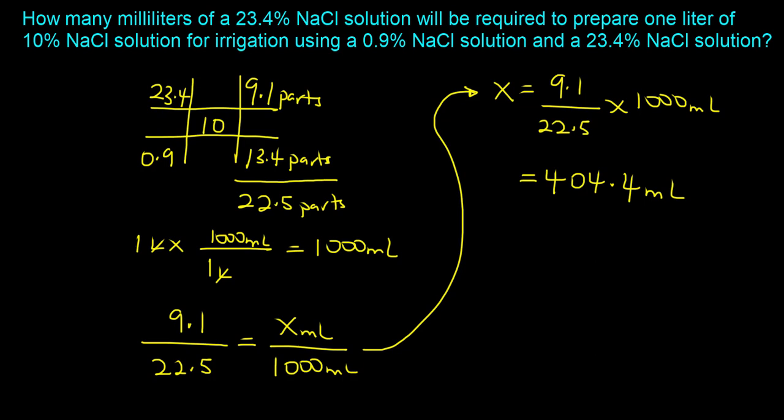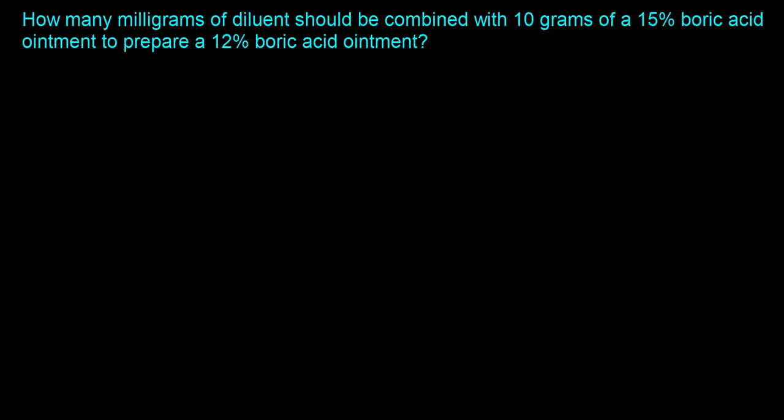But now let's look at an example where you're not given all three numbers, but rather you're given some additional information which you're supposed to use to fill in the third concentration which you do not know. So let's go through this question. Here the question says, how many milligrams of diluent should be combined with 10 grams of a 15% boric acid ointment to prepare a 12% boric acid ointment?